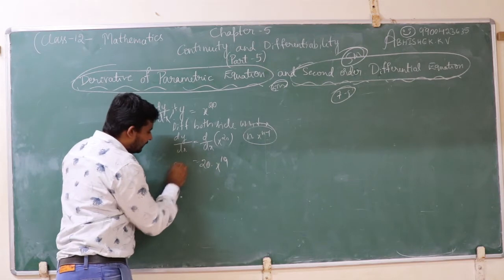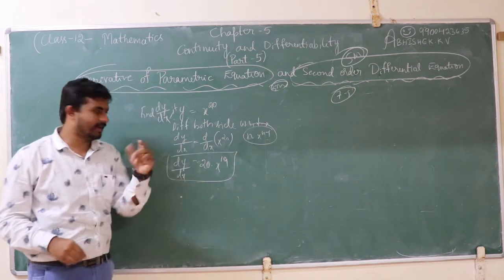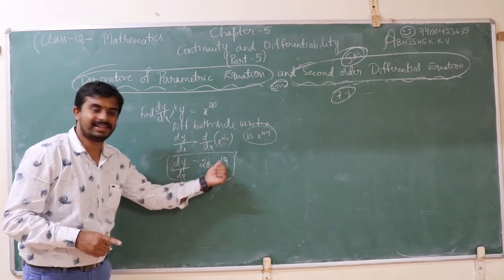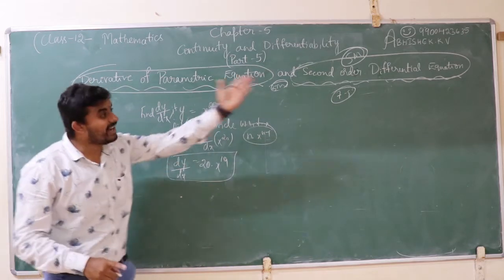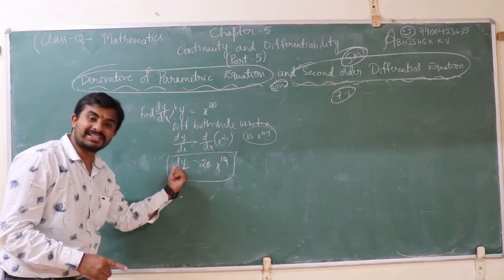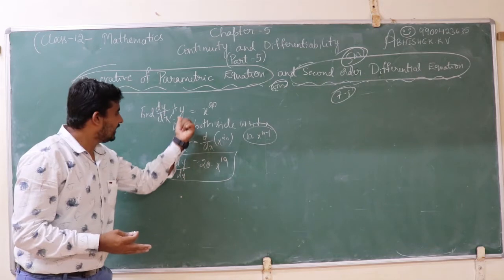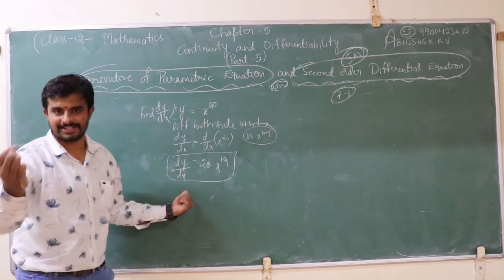See, this is the first order differential equation. The order of this differential equation is 1, because we differentiate the given equation one time. What is the second order differential equation? Again, differentiate the first order differential equation with respect to x. Differentiating the given equation with respect to x, we get the first order differential equation.